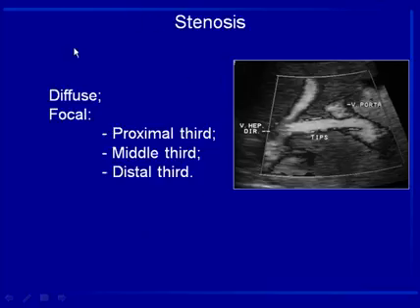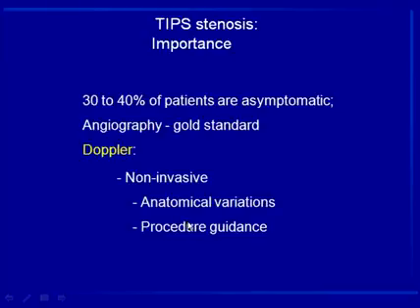We can identify the stenosis in the proximal third, in the middle third, and the distal third of the stent, or the stenosis can be diffuse. The importance of TIPS stenosis is that 30 to 40% of patients are asymptomatic. Doppler is a non-invasive method, can identify the anatomical variations, and can guide the procedure.